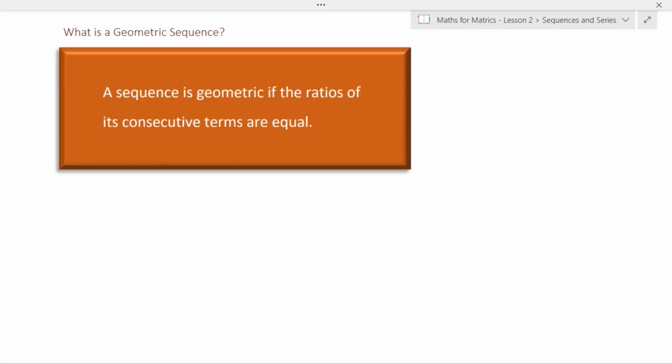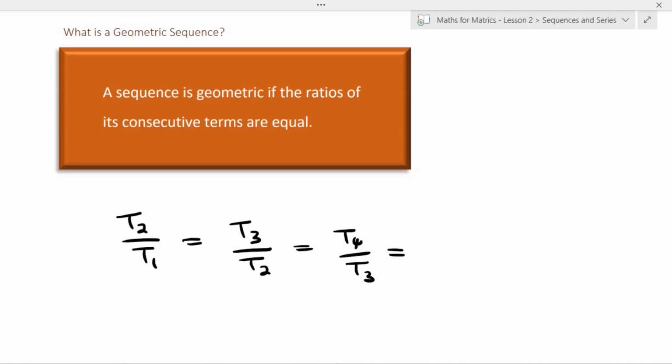A sequence is geometric if t2 divided by t1 is equal to t3 divided by t2 and is also equal to t4 divided by t3, including the ratios of all the consecutive terms in between, is equal to r, where r is not equal to 0. The number r is called the common ratio of a geometric sequence.